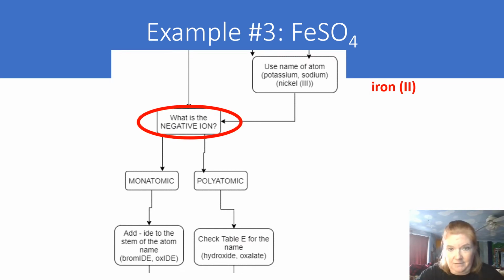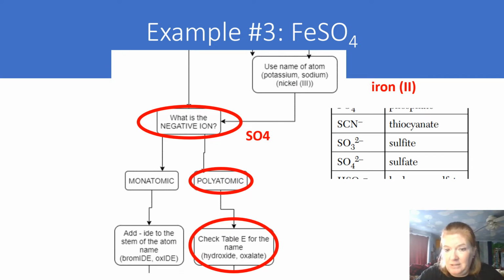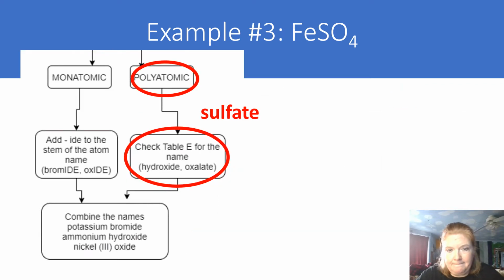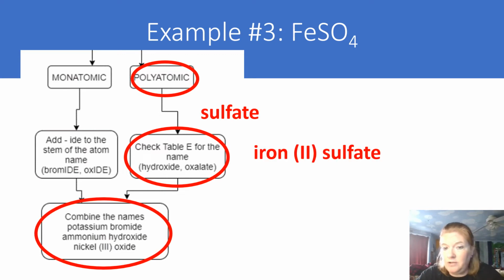So what's the negative ion? It's SO4. That's what's left. It's polyatomic, so that means I look at table E right here. Sulfate is the name. So sulfate was the name of the negative ion. I combine the names. We get iron 2 sulfate. So FeSO4 is iron 2 sulfate.